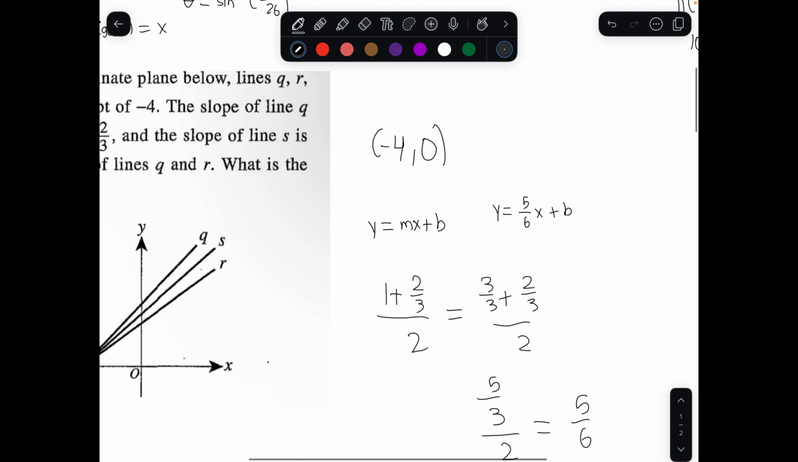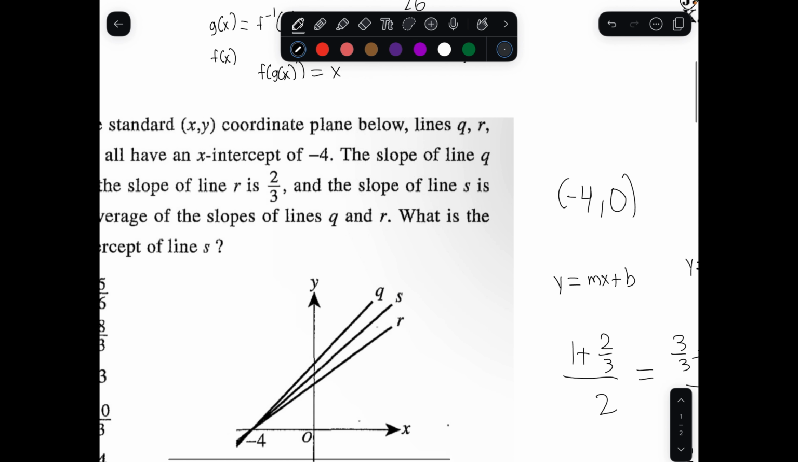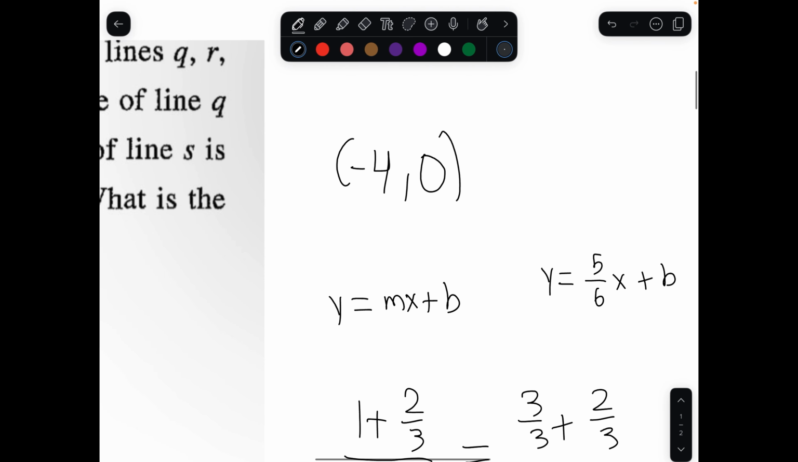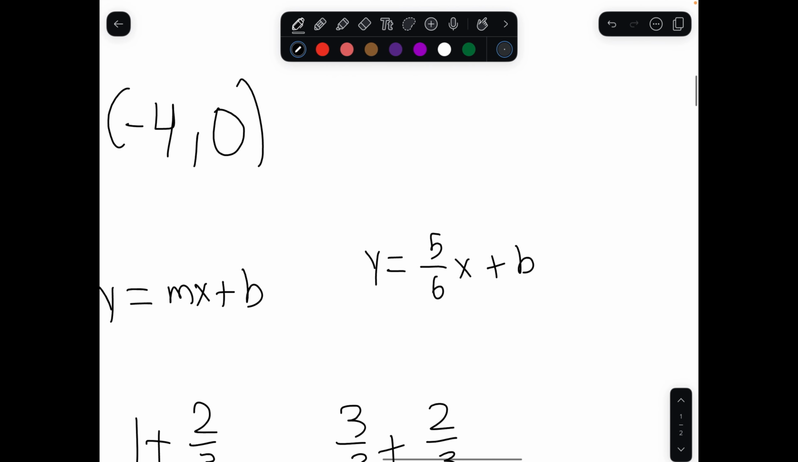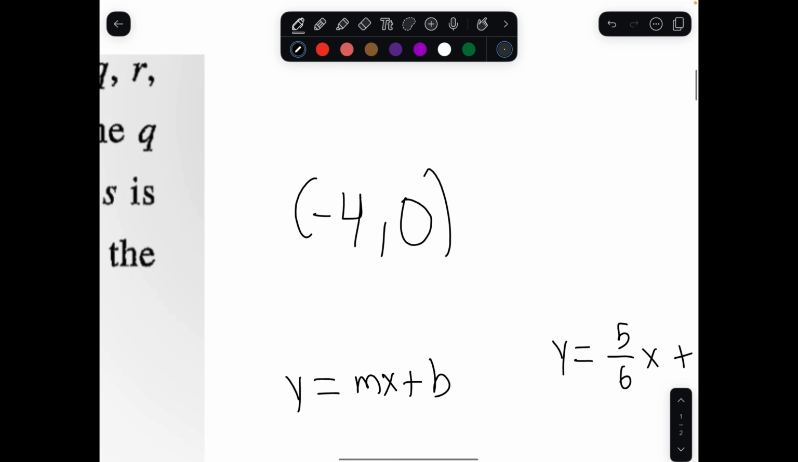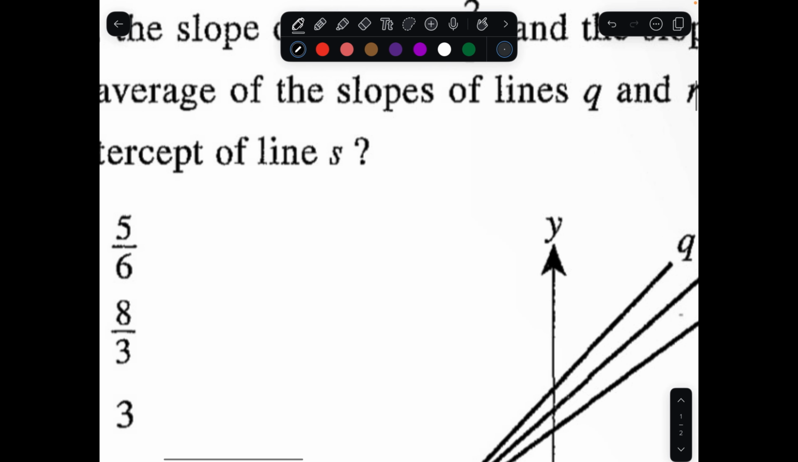So now what you can actually do is, we know that all these three lines go through the point -4, comma, 0. So you can plug in -4 for x here and plug in 0 for y. And then you can solve for b, which is your y-intercept of line S. And you will figure out what the y-intercept of line S is.